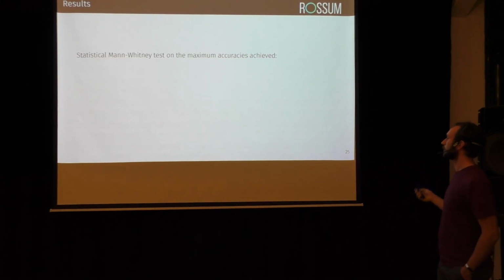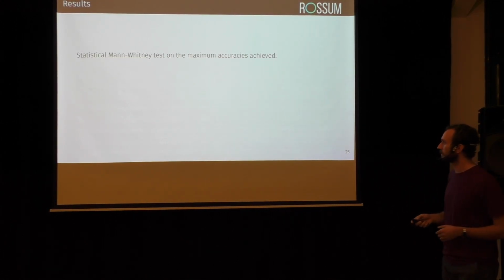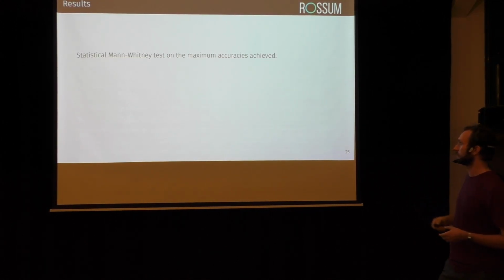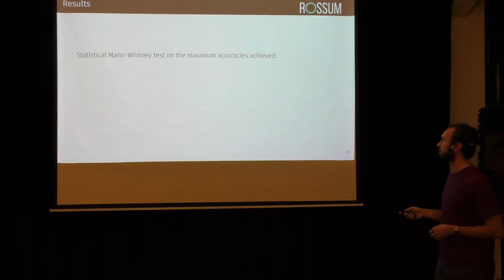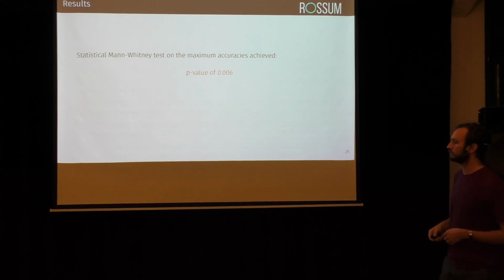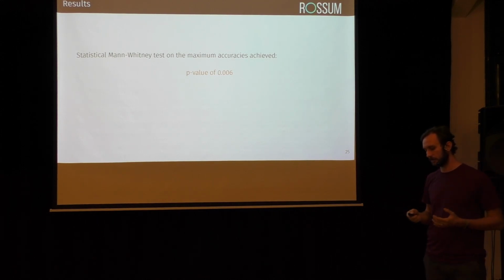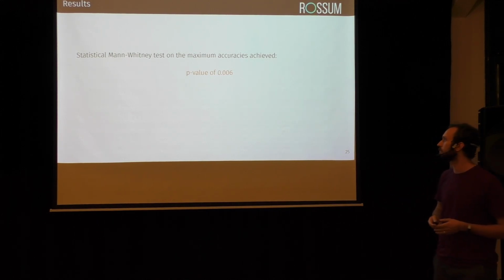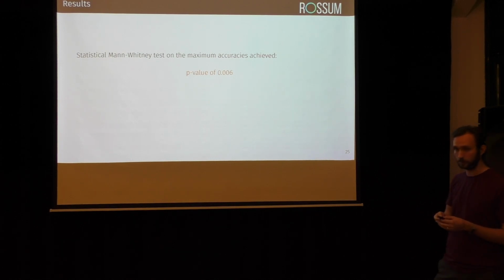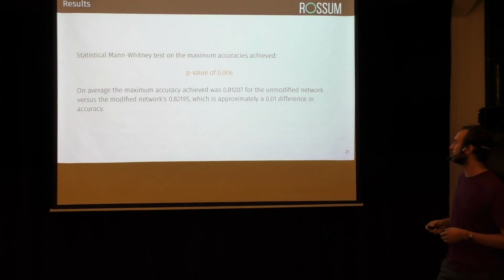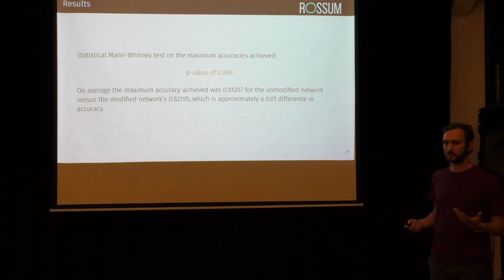So again, to be more confident in that, I did a statistical Mann-Whitney test on the maximum accuracies achieved, and it says that with this p-value, you can say that the extra additional neuron helped. So you can also ask how much it helps. It helps by like 1% in accuracy. So that's not a huge difference, right?